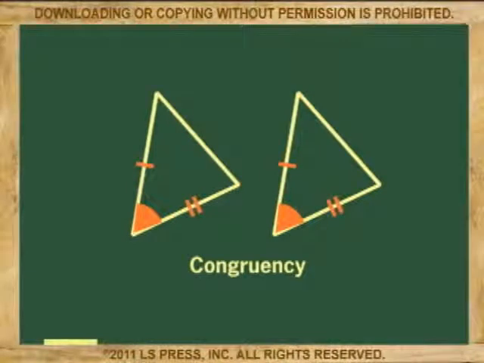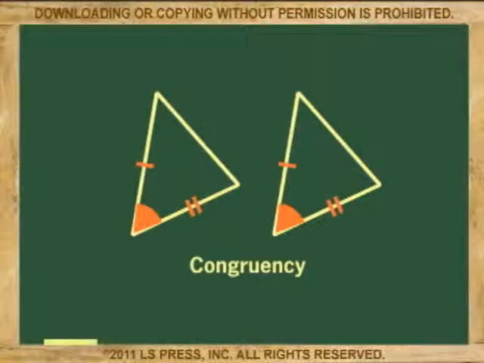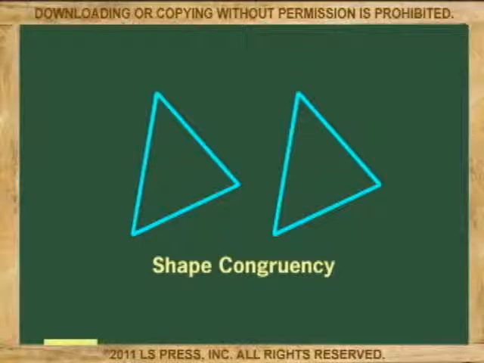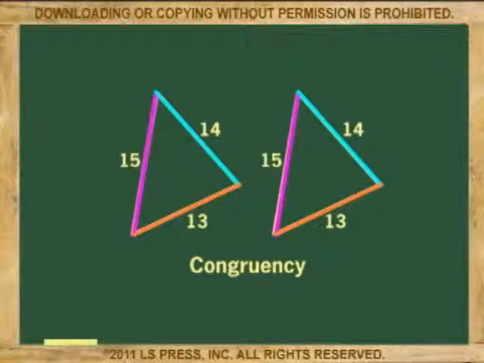In geometry we study congruency and similarity. Congruency, which was covered in a previous section, is when we study figures that are both equal in shape and size. For example, the two triangles here are congruent because their corresponding angles and sides have the same measure. In other words, they both are exactly alike. That's why they're called congruent.